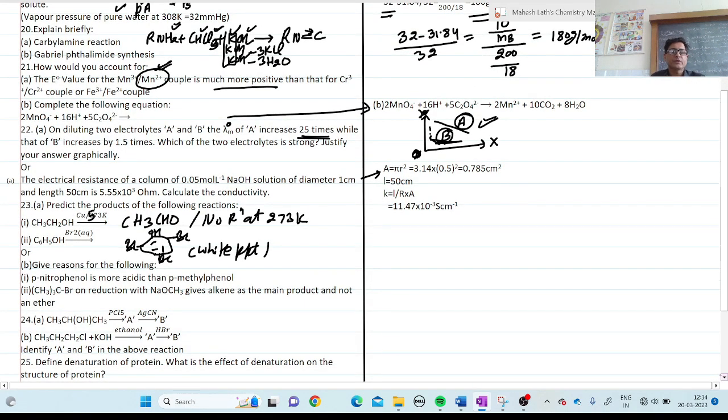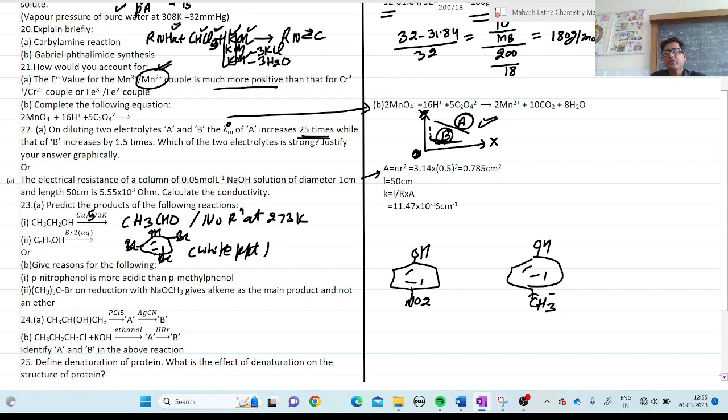Next is give reasons for the following. Para-nitrophenol is more acidic than para-methylphenol. So let me draw the structures of these: para-nitrophenol and para-methylphenol. Methyl is electron donating with positive I effect and nitro group is electron withdrawing with minus I minus R. So the stronger the electron withdrawing group, the more is the acidic character. That is why para-nitrophenol is more acidic as compared to para-methylphenol.